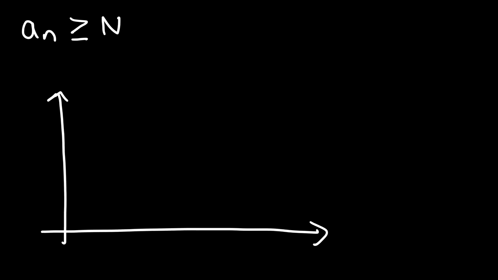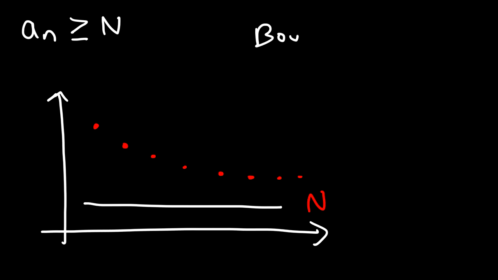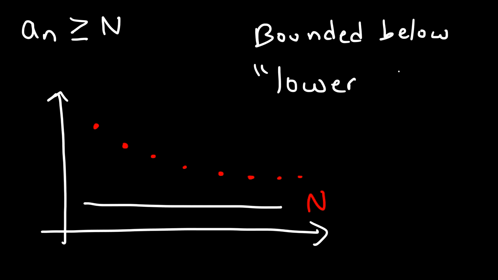Now the second case, the sequence can be bounded below. It can be greater than or equal to n. So in this case, it has a floor. Let's call it capital N. And let's say we have a decreasing function. As you can see, it never goes below n. So we say that the sequence is bounded below, meaning that it has a lower bound or a floor at n.